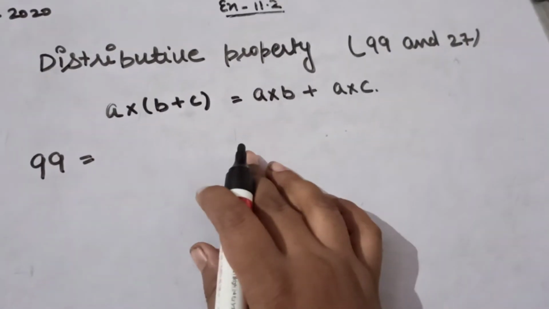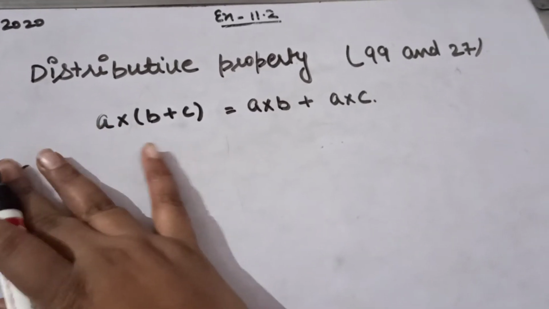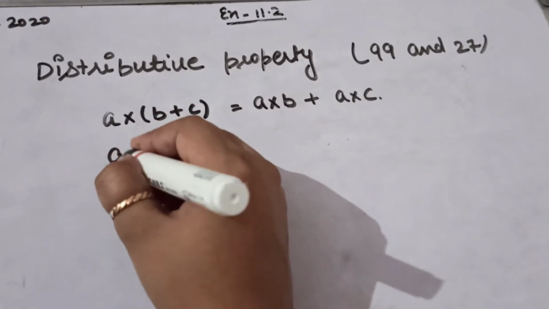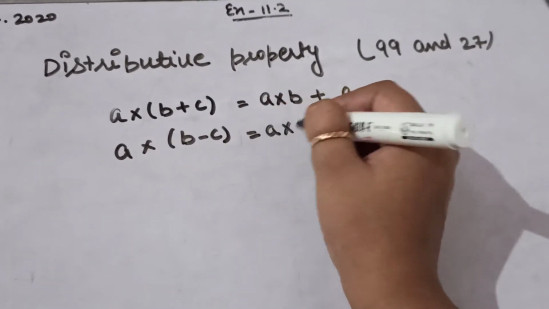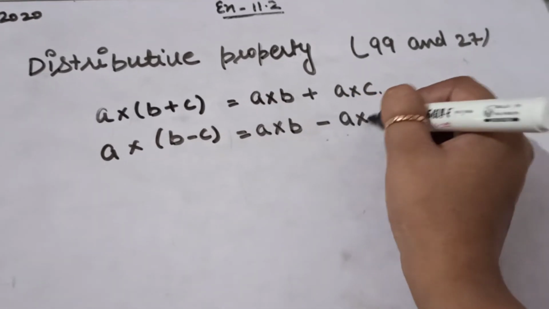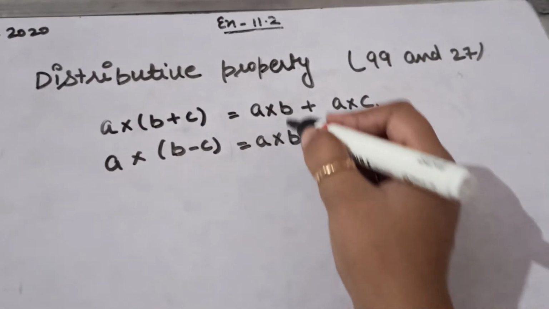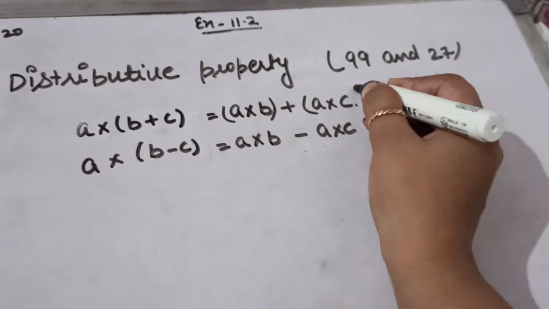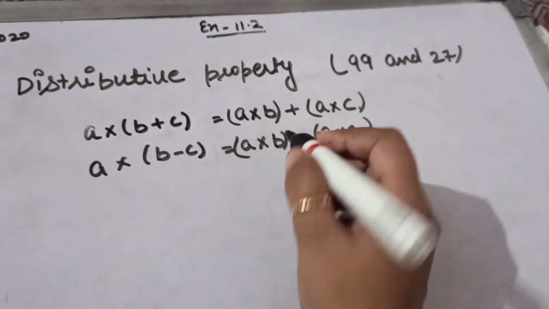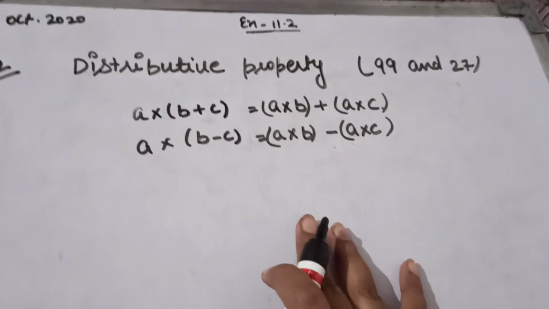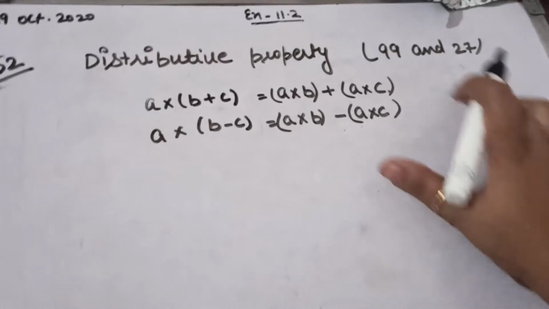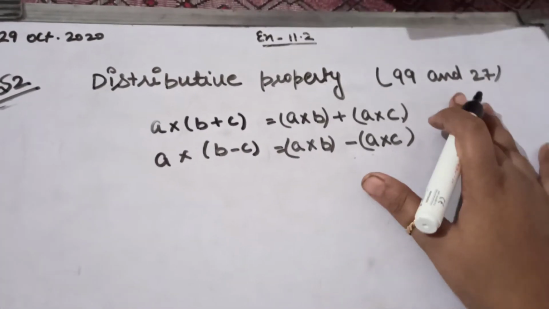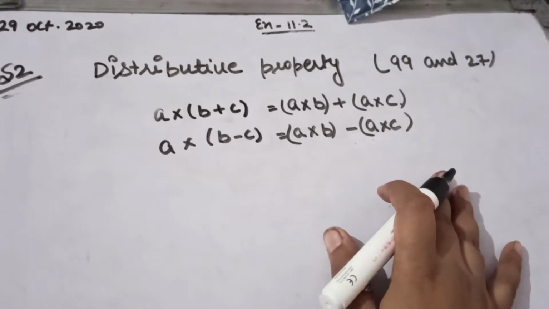So in this 99, I can see this is of addition. One more, that is of subtraction, that is A multiply B minus C. How we will do it? A multiply B minus A multiply C, right? These are the two properties of distributive. First one is of addition and second of subtraction. Now it's up to you. I will do these questions with both of the properties and you will choose by which property you would like to do it.